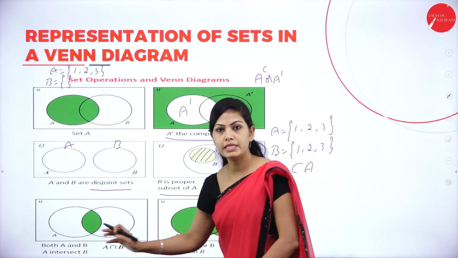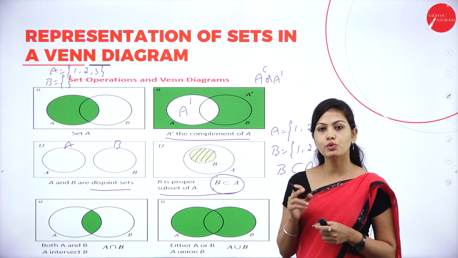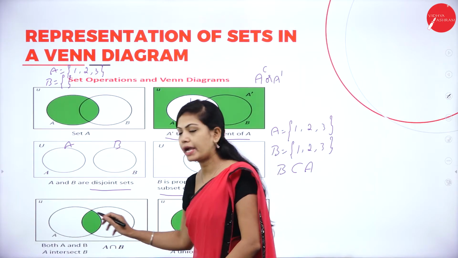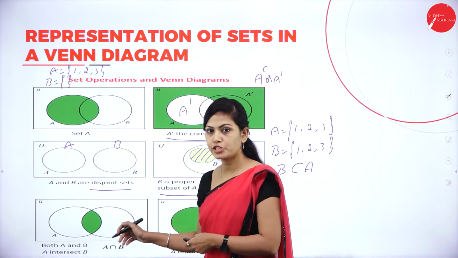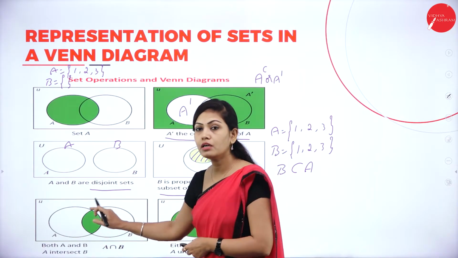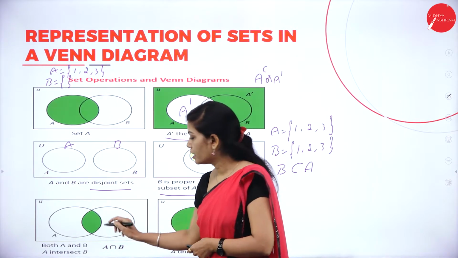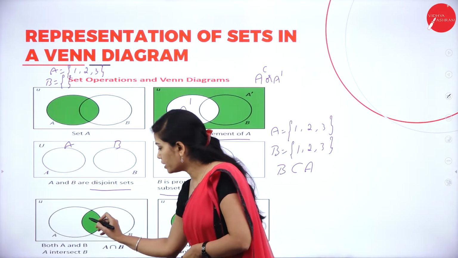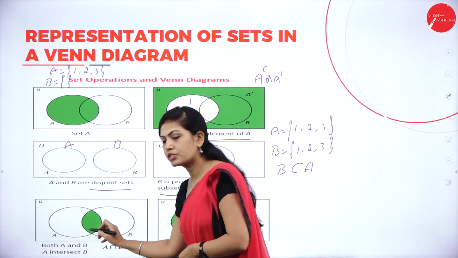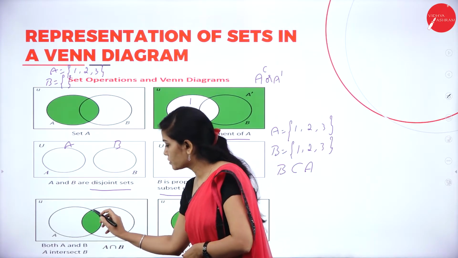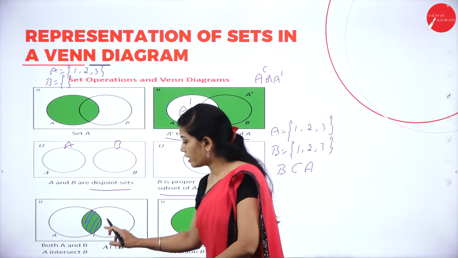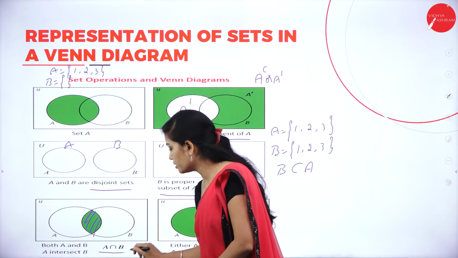And what about the intersection? How to write the intersection using a Venn diagram? Here I have two sets, set A and set B. A intersection B means we have to write the common elements in both the sets. So this is the overlapping area of set A and B. Here I will write the A intersection B elements. So I will shade this entire region. This is the region I have to shade for A intersection B.